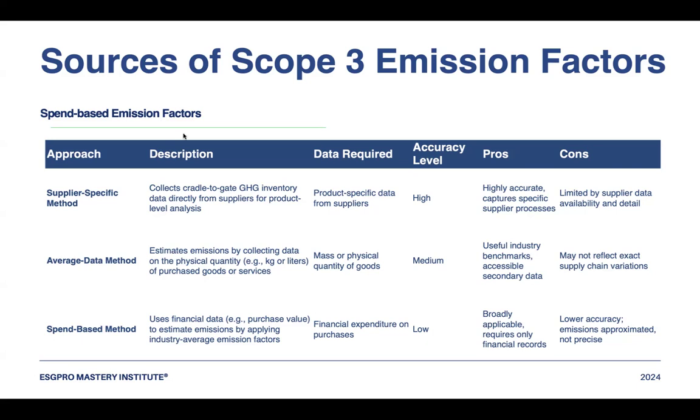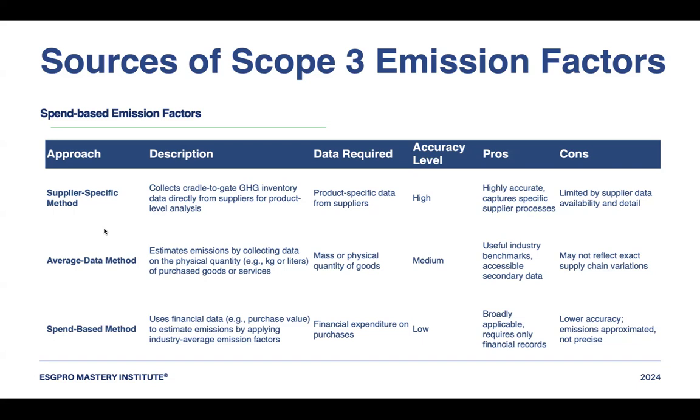Okay, got it. So second tier is the average data method, which estimates emission by collecting data on the physical quantity like kgs, liters. You can see now clarity will come as I go along. So kg, liter data somebody is providing. For him, it is the most accurate data because it's quantity-based data of purchased goods and services. So how much raw material he has used, if he has that data, he should give me.